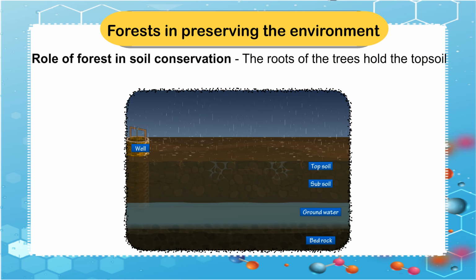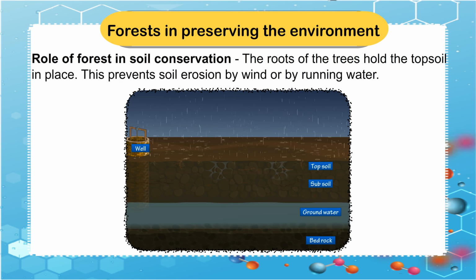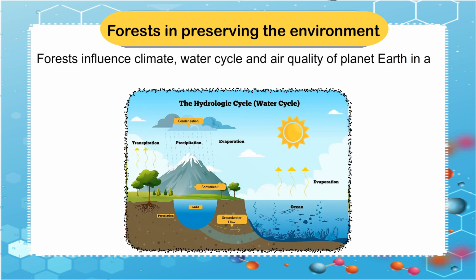Role of forest in soil conservation. The roots of the trees hold the topsoil in place. This prevents soil erosion by wind or by running water. Forests influence climate, water cycle, and air quality of planet Earth in a big way. Forests provide us with oxygen.